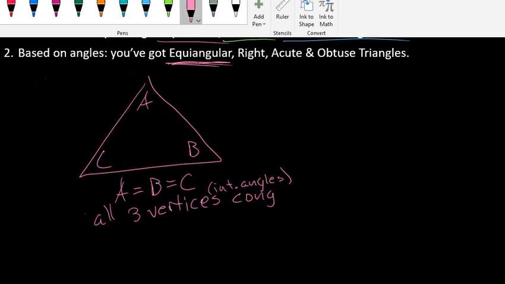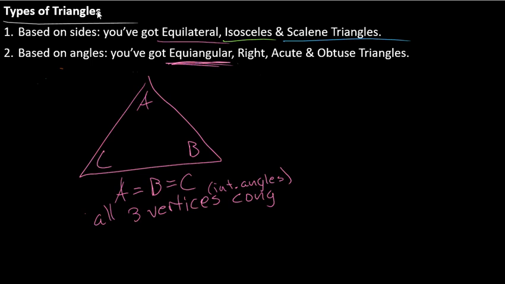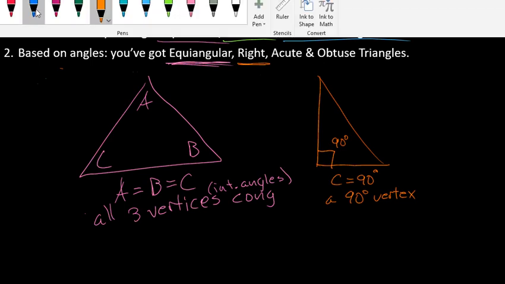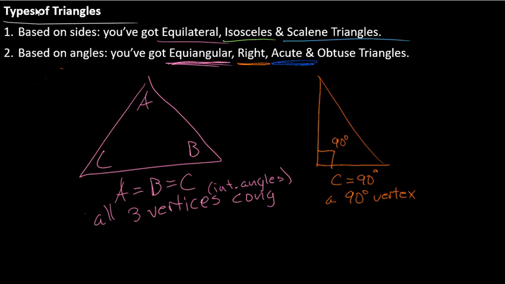Okay, so now let's look at a right triangle, and we all have an idea of what this is going to look like. What's true about a right triangle is that you'll have a 90-degree vertex. Any triangle that has a 90-degree vertex is going to be a right triangle. Okay, what about acute triangles?